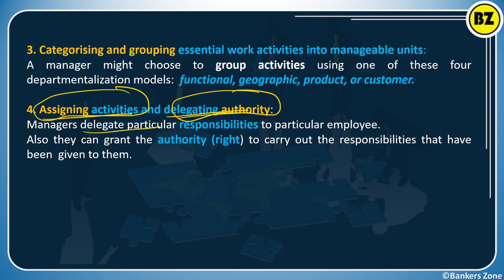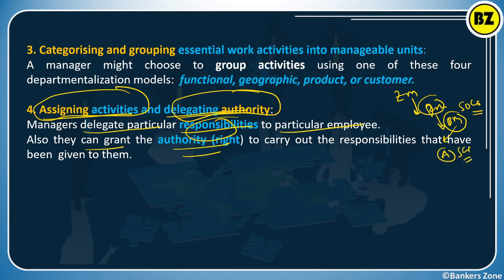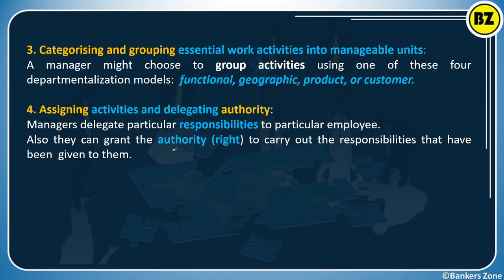Now see, a manager delegates a particular responsibility to a particular employee. For example, the zonal manager will delegate the work to the regional manager, who will delegate the work to the branch manager. So responsibility flows from higher to lower level, and they can grant the authority also. Once the zonal manager tells the branch manager, you should do 50 crores of business this year, the branch manager will say, okay, I will do the business, but give me the authority to sanction 5 crores of loan at the branch level. That means responsibility must come with authority. Authority means you have some right to carry out the responsibility that has been given to you.